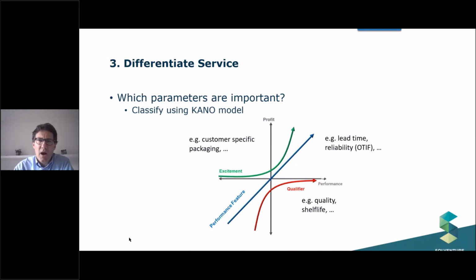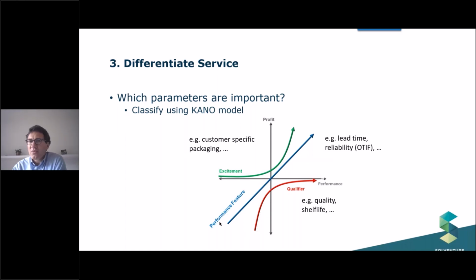The question is what framework can I use to help me differentiate the services across the segments? What we see being useful is this Kano model, where we distinguish between the qualifiers, characteristics you need anyhow as an entry barrier to make it into the business. I need a certain quality, a certain shelf life.